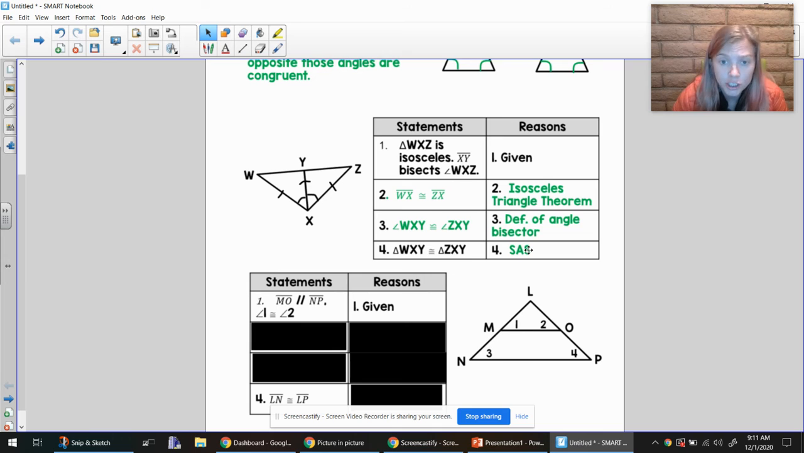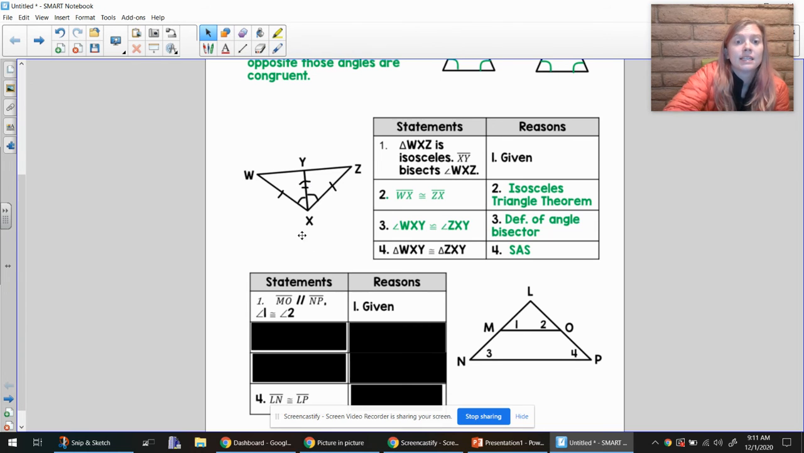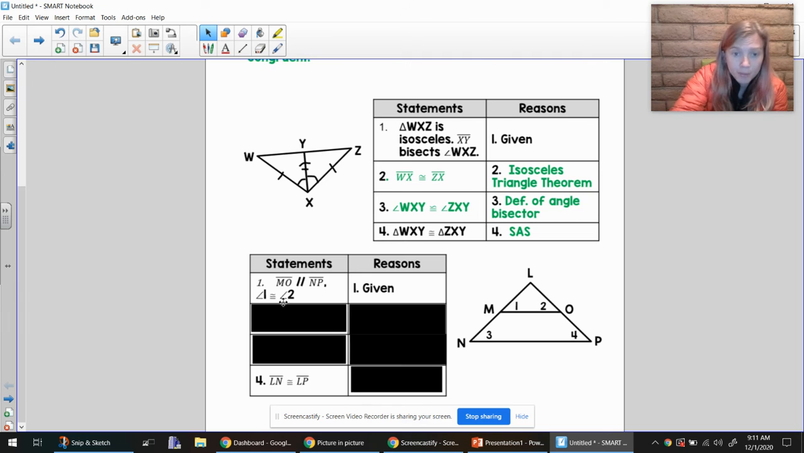Then we know that the two triangles are congruent because of side angle side. So you can see our side angle side. This should have two check marks because it's different. Side angle side, side angle side. Let's look at one more proof.